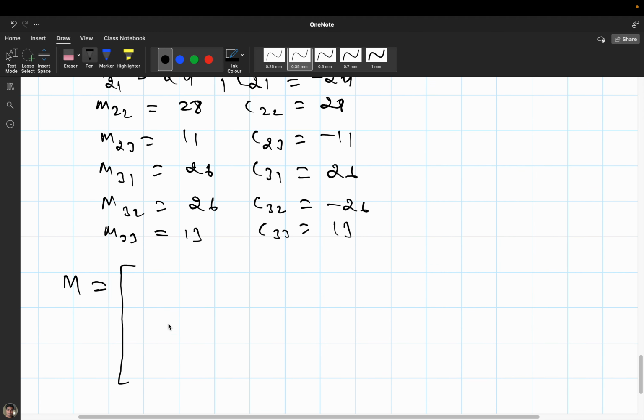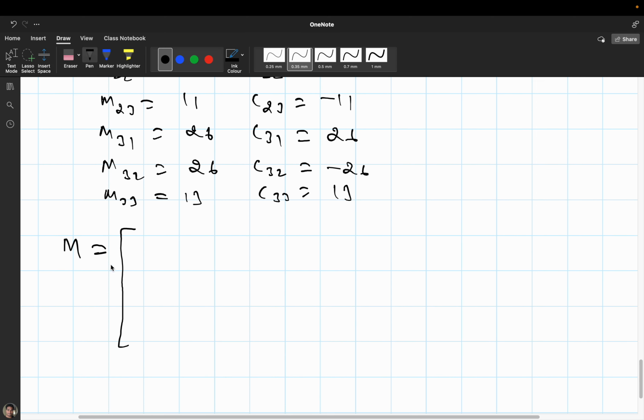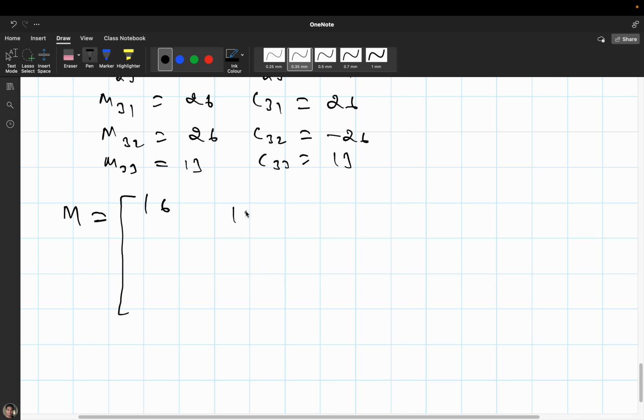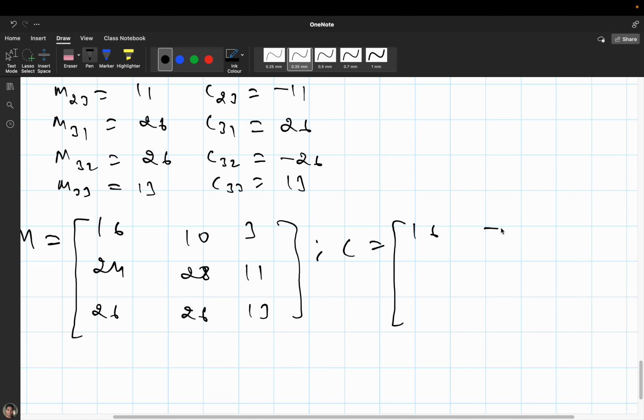We have to write whatever elements we got. So the minor matrix is 16, 10, 3, 24, 20, 11, 26, 26 and 13. Similarly, I want to write the cofactor matrix. That is 16, minus 10, 3, minus 24, 20, minus 11, 26, minus 26, 13.